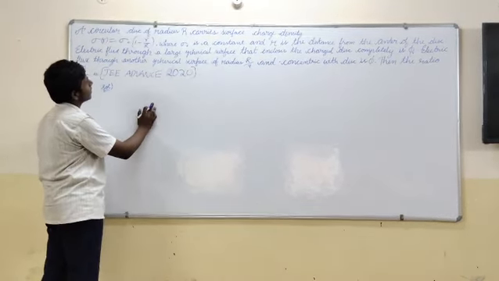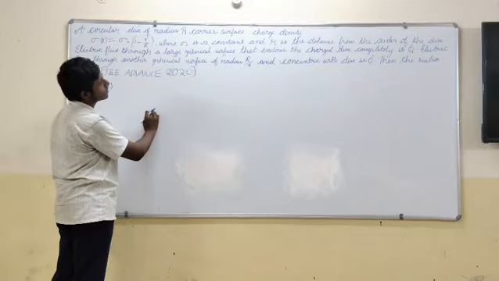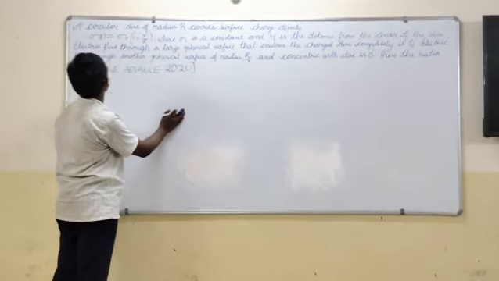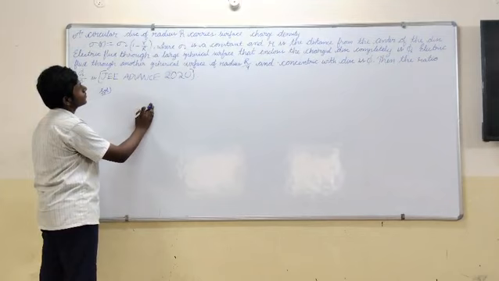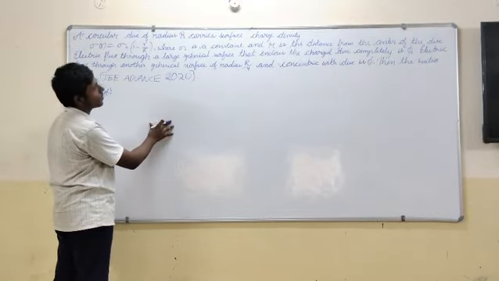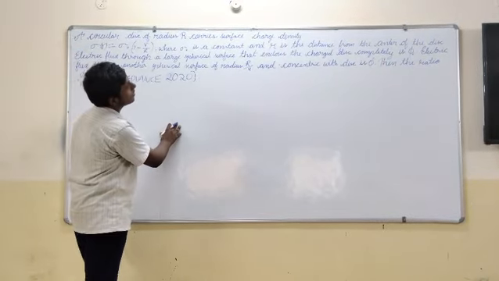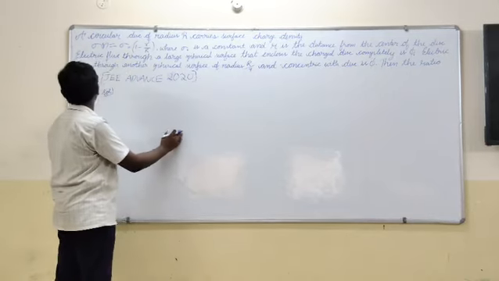Electric flux through a large spherical surface that encloses the charged disk completely is phi naught. Electric flux through another spherical surface of radius R by 4 and concentric with the disk is phi. Then the ratio of phi naught by phi is.